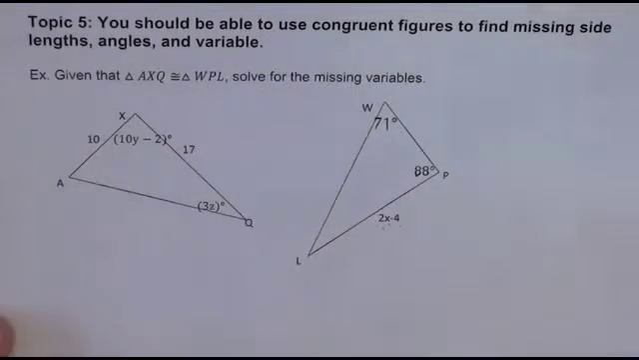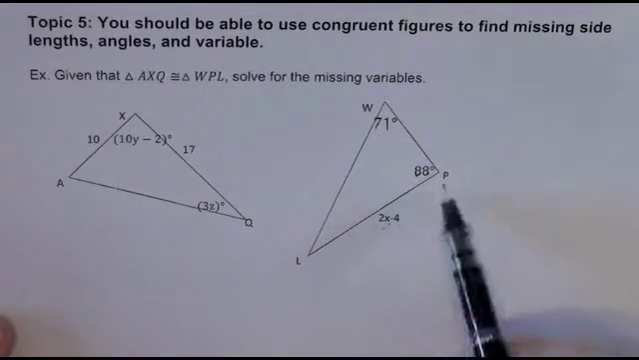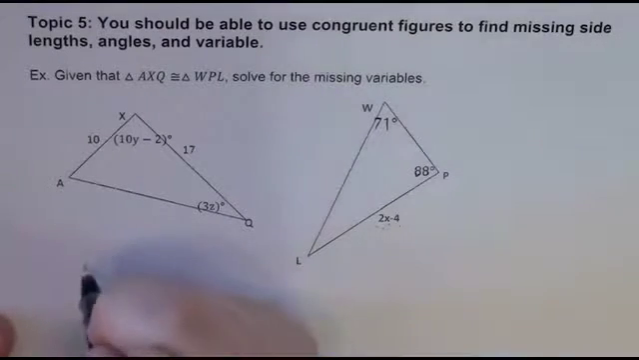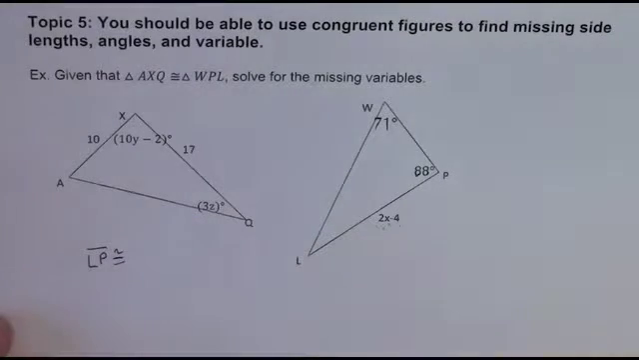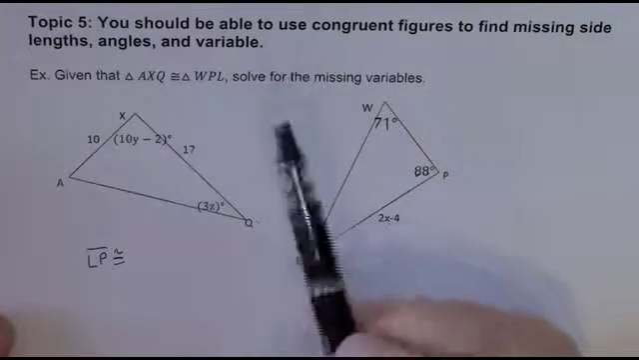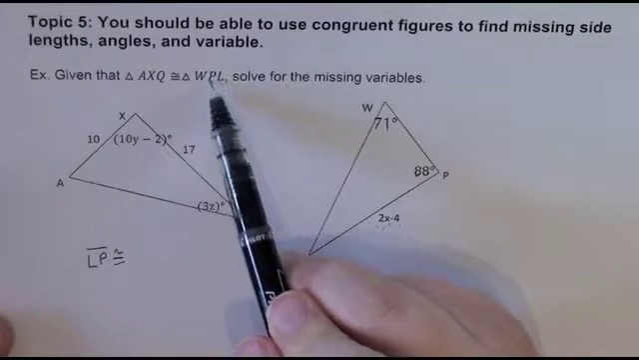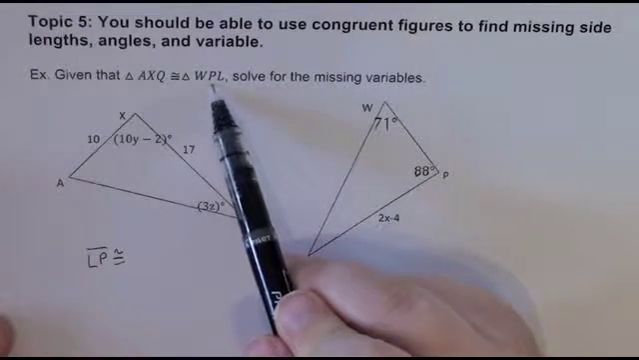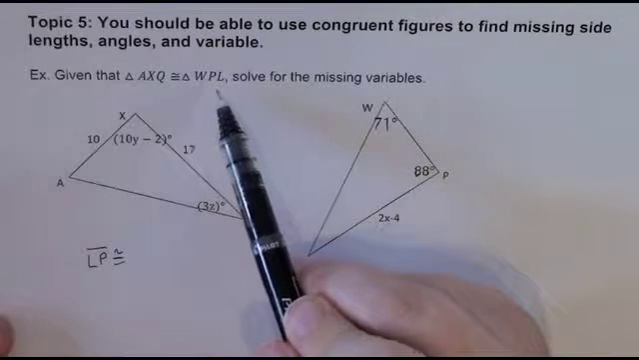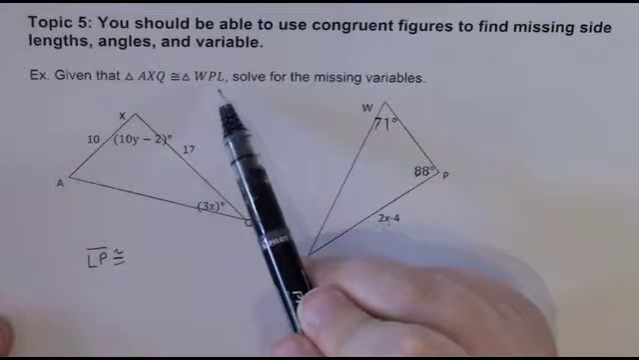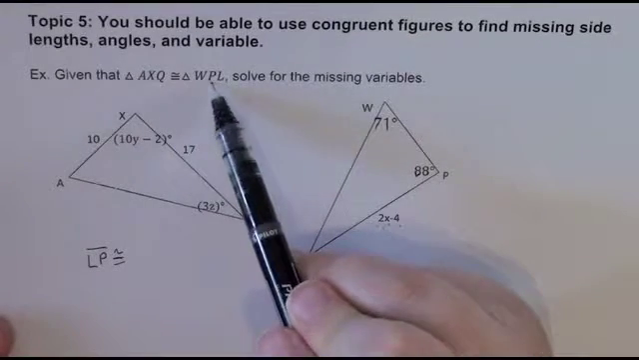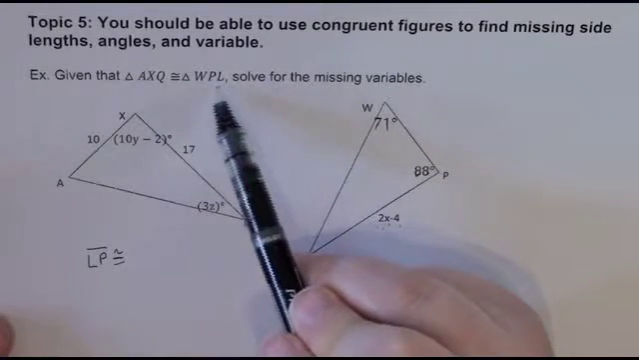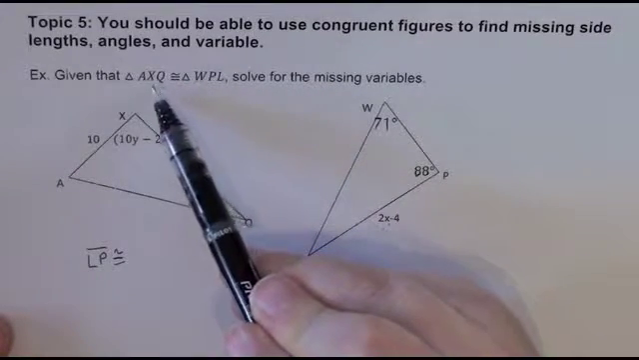AXQ is congruent to WPL. Well, this side over here is side LP. And the question is, what is LP going to be congruent with? So you can always find that in the congruency statement. LP is the last letter and the middle letter. These letters are set up in a specific order so that they match in the correct order. So L corresponds to Q and P corresponds to X. LP, the last and the middle, correspond to QX, the last and the middle.